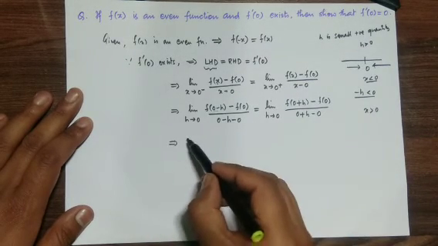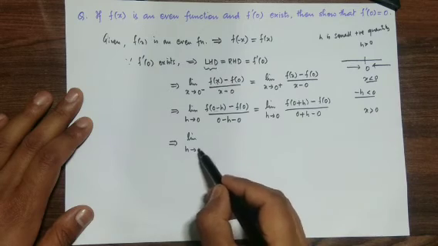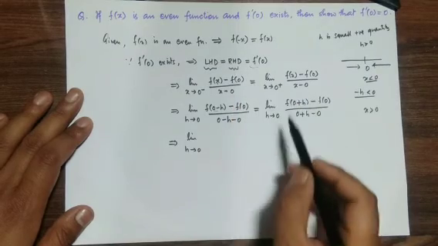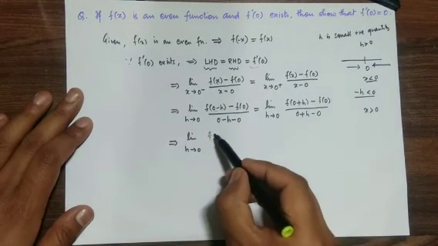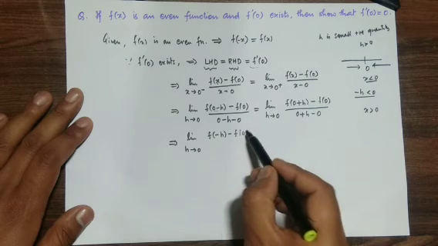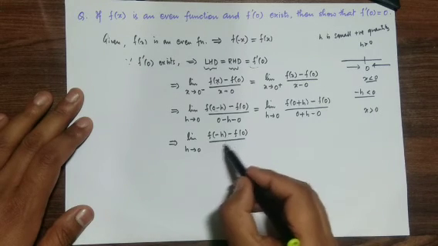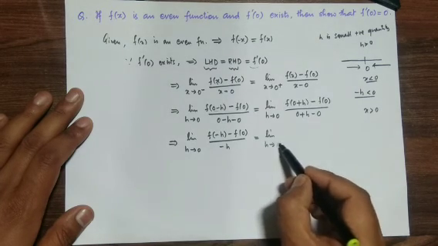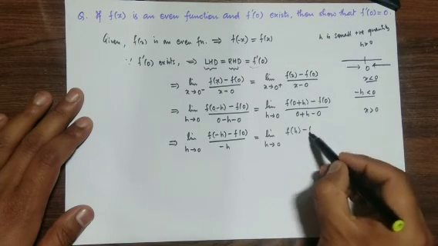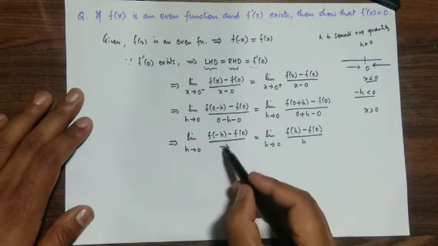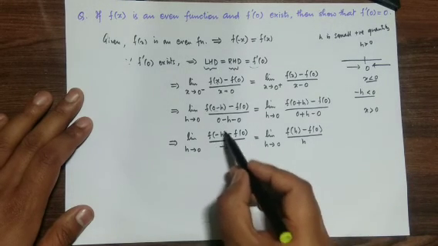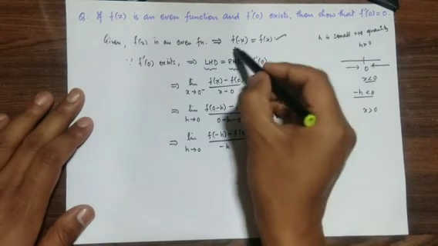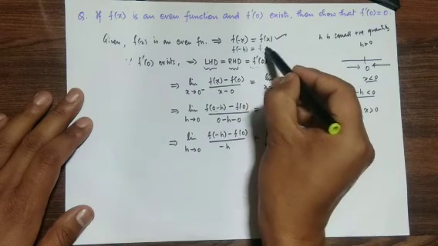Okay, now let's simplify this further. So we have limit h tends to 0. So far I have not made use of this, I have made use of only these two things. So we have f of minus h minus f of 0, and we have here minus h, limit h tends to 0. Similarly we have f(h) minus f(0) by h. Now first let's make use of this here. So f of minus x can be written as f of x, so that's why f of minus h can be written as f of h.